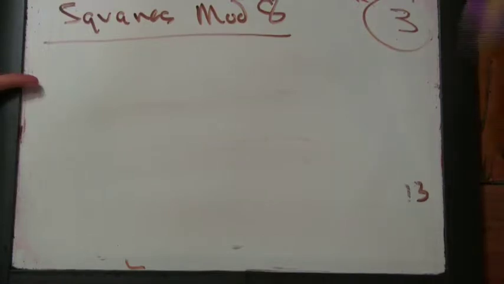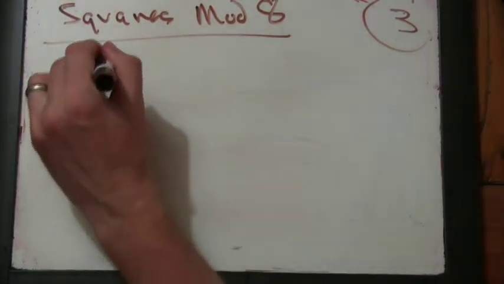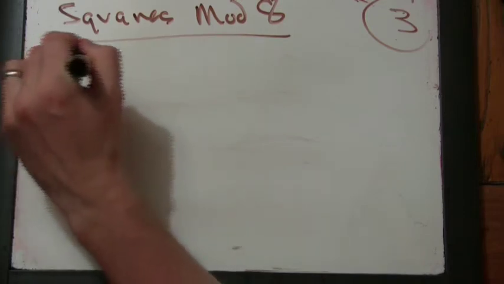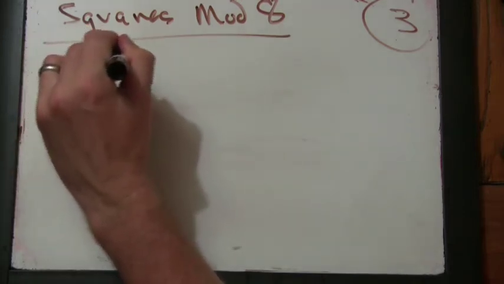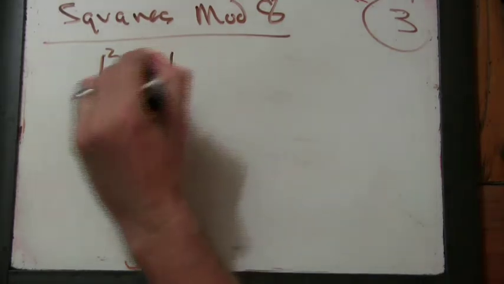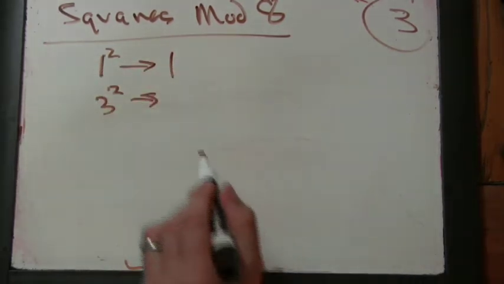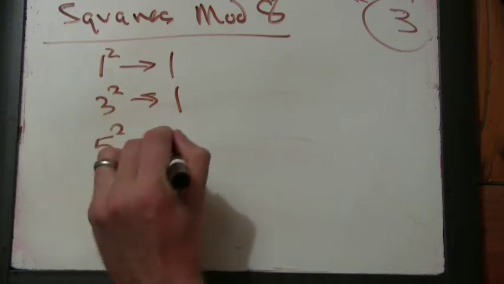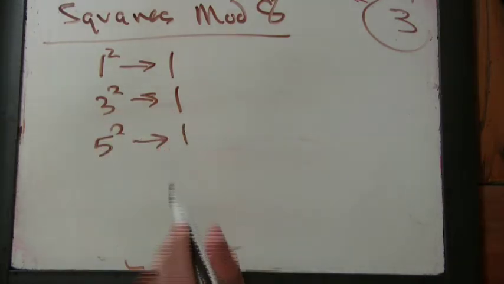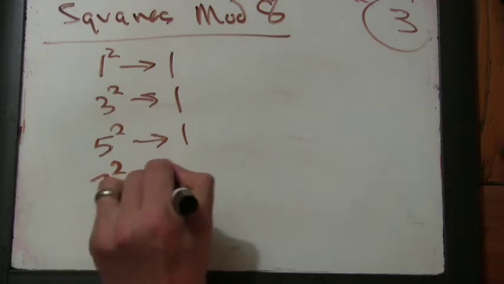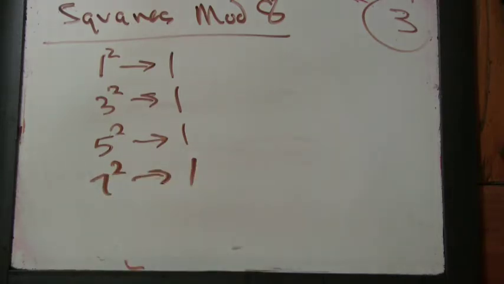Okay, so how do our squares go mod 8? We're going to look at 1 squared, 3, 5, and 7. Alright, so we only have to look at the odd ones. So 1 squared mod 8 is 1. 3 squared mod 8 is also 1. 5 squared mod 8 is 1. 7 squared is also 1. So all the odd squares, whether the number you're squaring is 1, 3, 5, or 7 mod 8, are going to go to 1 mod 8, it looks like.